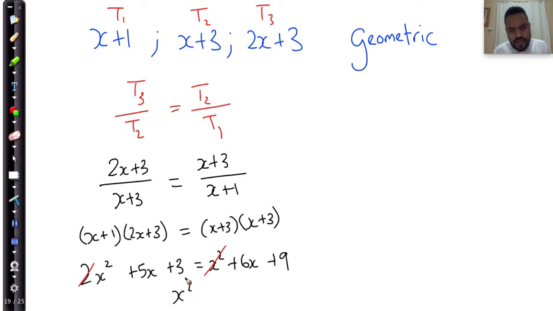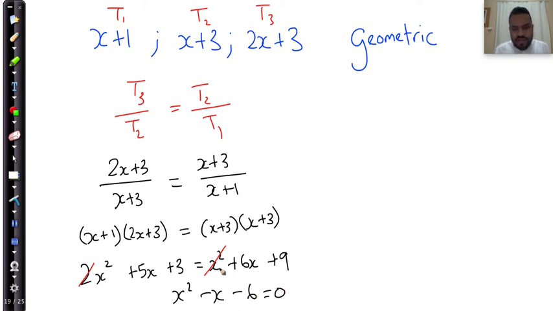X squared. 5x and 5 of those x's cancel out. I'm left with an x here. Bring it over, I've got negative x. And 3 and 3, I'm left with a positive 6. Bring that 6 over. It becomes negative 6 equals 0.